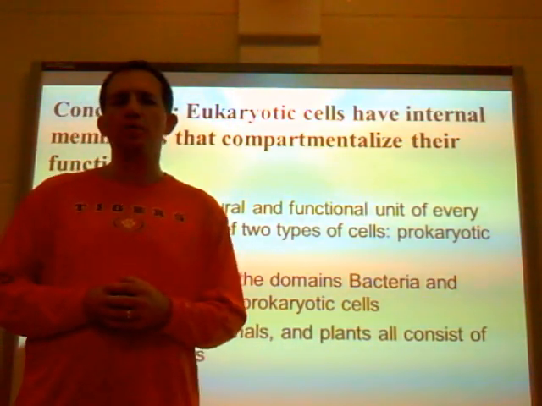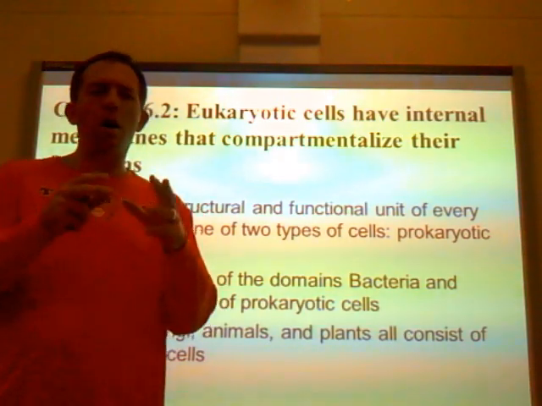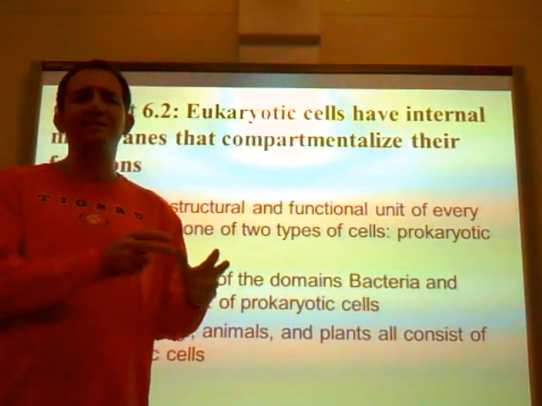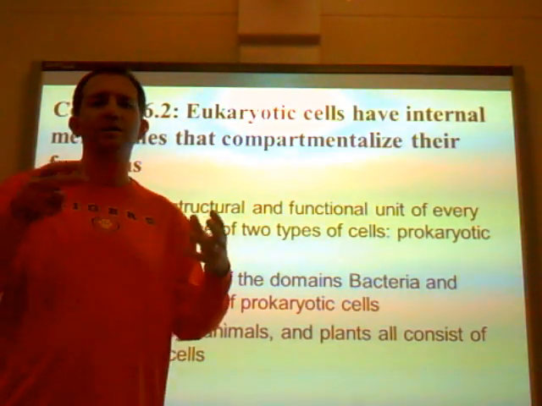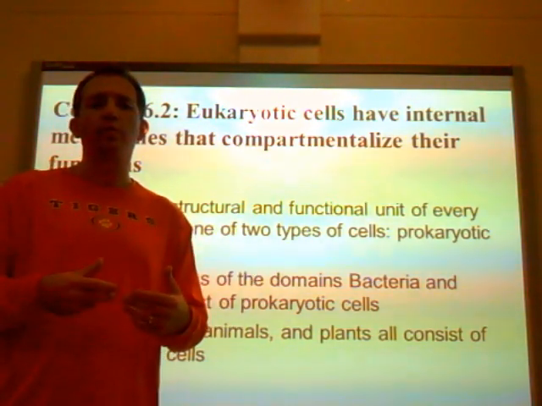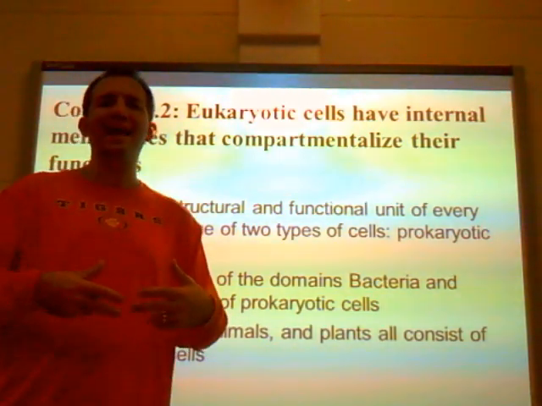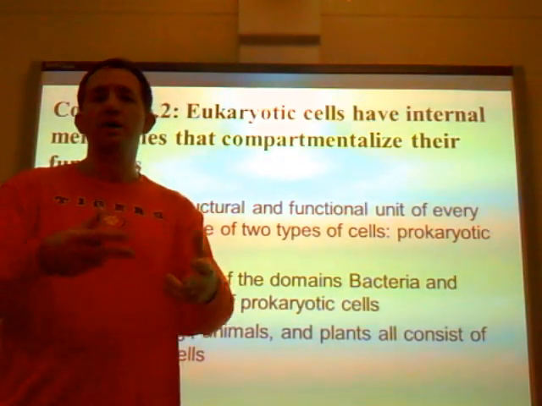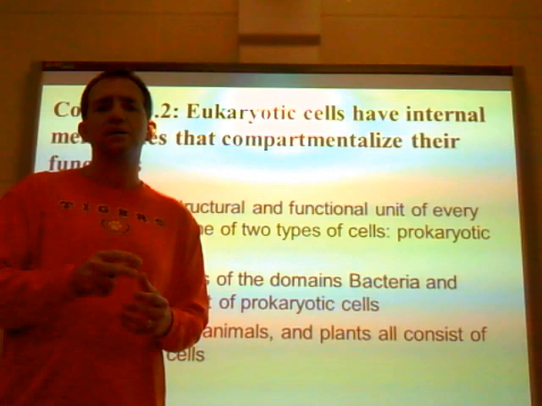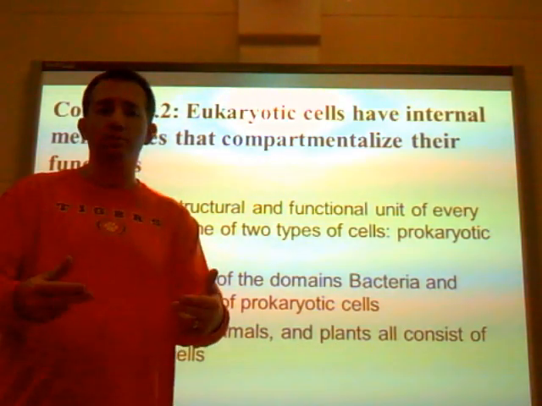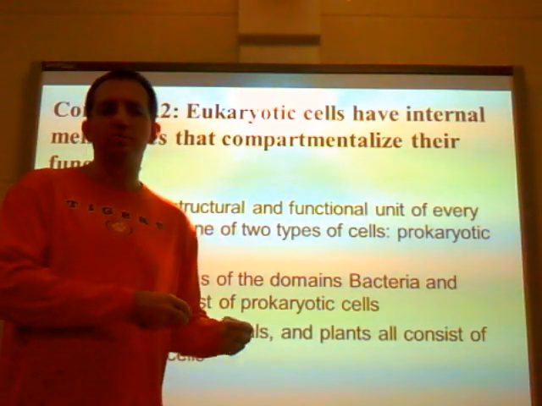The second component of the cell theory is that all cells come from existing cells. And what we mean by that is that cells do not just arise out of the air. In order for there to be additional cells, there must have been a cell that began that process. So first, all living things are made of cells. And then all cells come from existing cells.